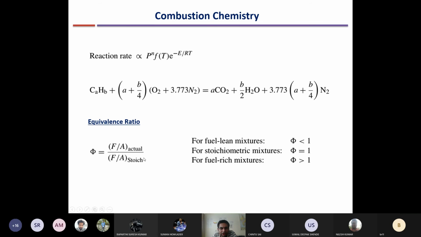For lean mixtures, the amount of fuel is less, so the fuel air ratio will be lesser than the stoichiometric, which is the case for gas turbines and jet engines. So the equivalence ratio is much less than 1. Typically the stoichiometric air fuel ratio is between 10 and 20, but the actual air fuel ratio is between 40 to 50. So the opposite, the fuel air ratio will be very small for the actual case as compared to the stoichiometric case. So phi will be less than 1. We have very fuel lean mixtures in our cases. Equivalence ratio is less than 1.